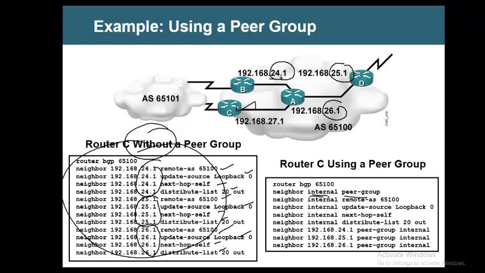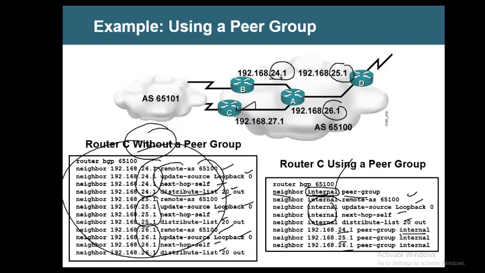This name can be anything. This name can be Ashif. This name can be Ram. This name can be IBGP group, something like that. You just name the peer group. Here they have named it internal. And then those 4 lines, they have put inside that name. And you call that name to these 3 neighbors. See how simple it is.